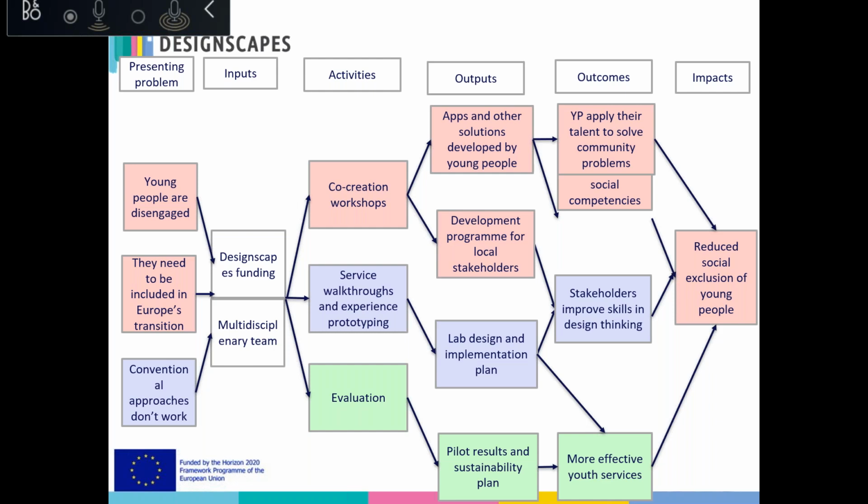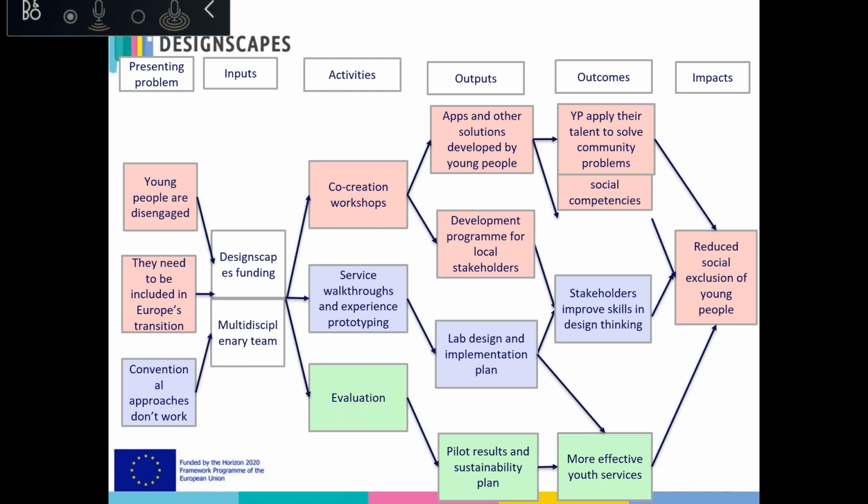So the change story would be, say, if we have a situation where young people are disengaged locally and we're using our Designscapes funding wisely, creating the right number of workshops, then we're able to activate young people to create local solutions to local problems. Through that activity, young people apply their talent to solve community problems. And as a result, overall, they will be more included. So social exclusion of young people will be reduced locally. So this is how we can read the arrows.